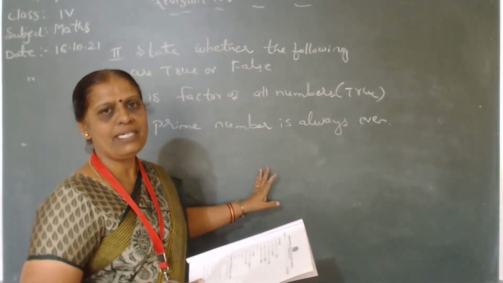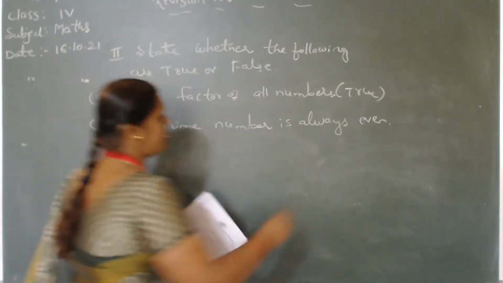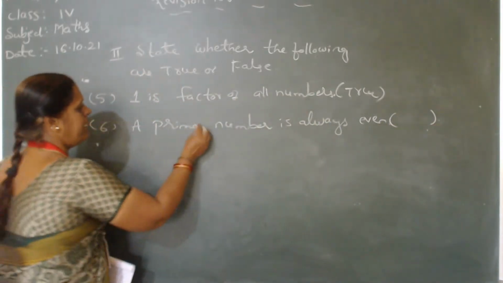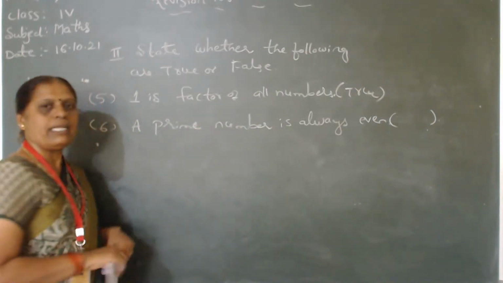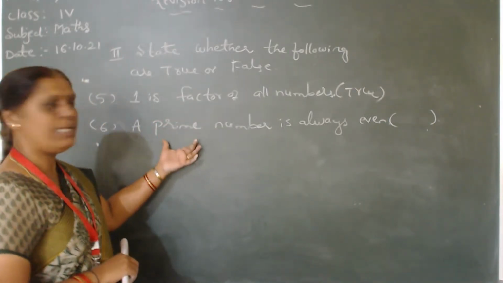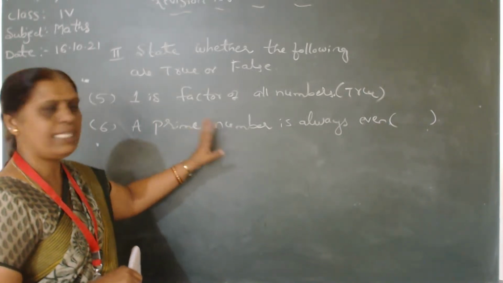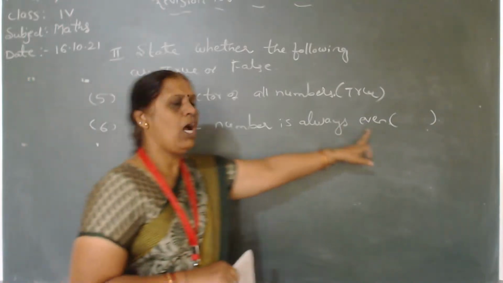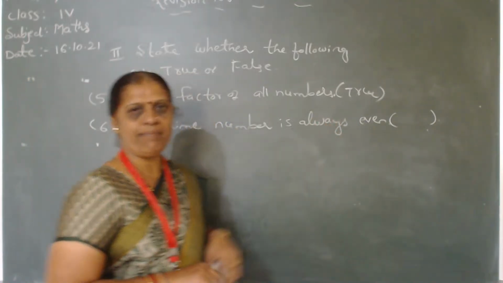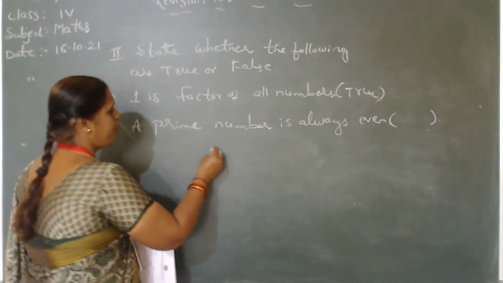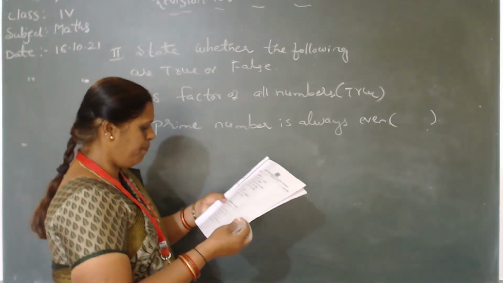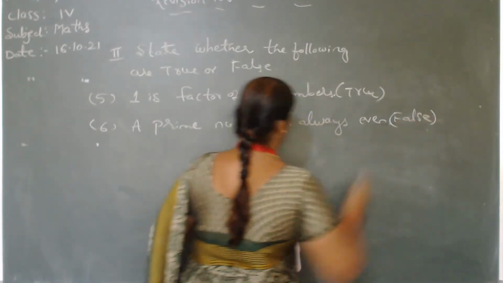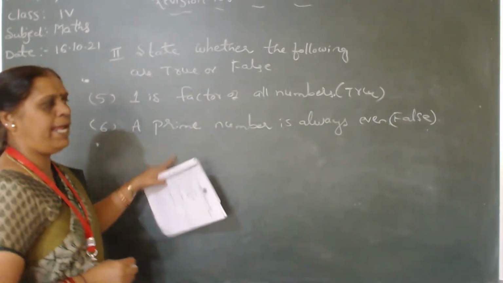What are the prime numbers? Prime numbers are the numbers which are divisible only by themselves and 1. We learned about composite numbers and prime numbers. Here we will get odd numbers also and even numbers also. So it is false. Prime numbers include both odd and even numbers.